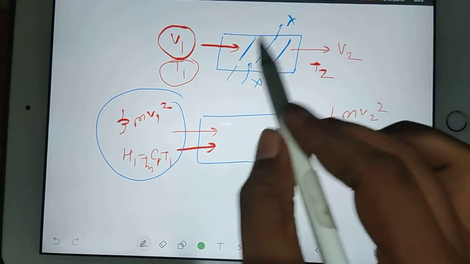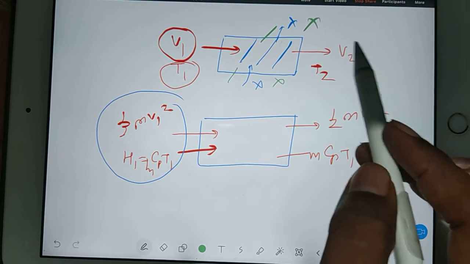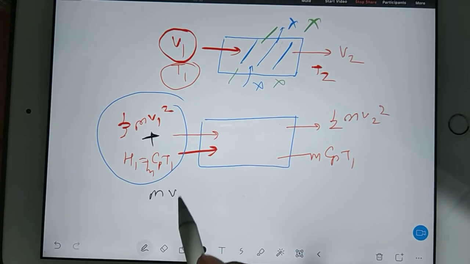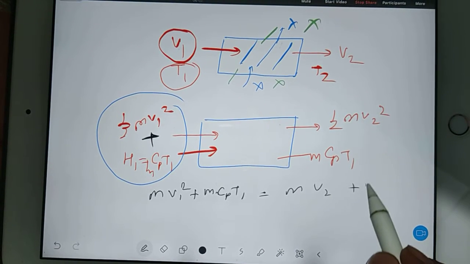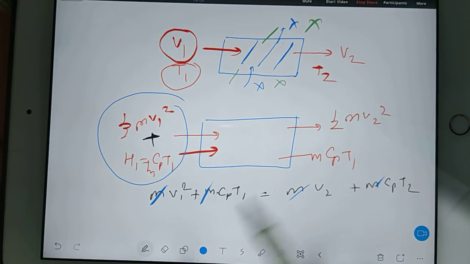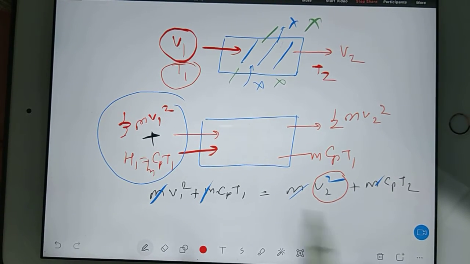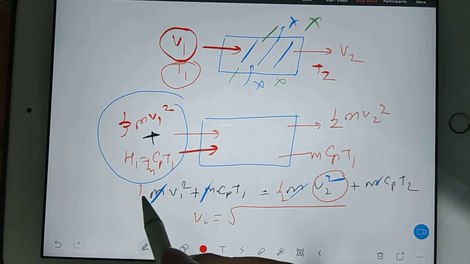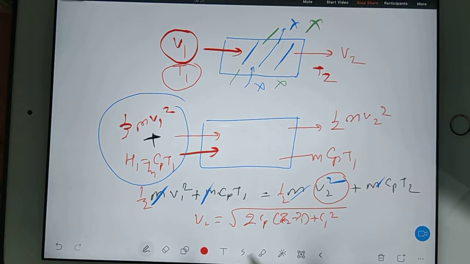So in advance you should know there is no heat transfer, there is no work transfer. A nozzle is not made for heat or work transfer. In a compressor we have work transfer. That's all. So equate both. So half m v1 square plus m Cp T1 is equal to half m v2 square plus m Cp T2. Almost done. m will get cancelled. So you got your V2 square. Rearrange everything. So your V2 will look like under root, 2 Cp (T1 minus T2) plus V1 square.